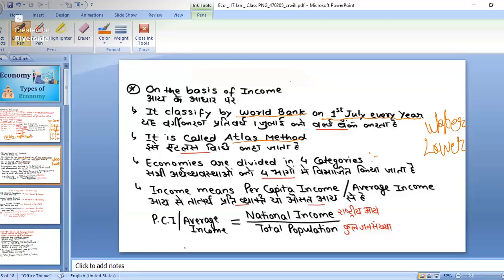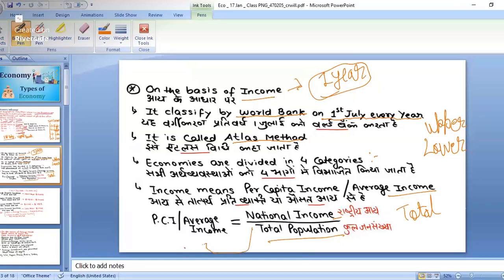And how do we say income on the basis of income? What does income mean here? It means our per capita income. We are seeing one year's income. In that case, we are seeing the per capita income or the average income of a country. What do we mean by per capita income or the average income of the country? It is national income, meaning total national income divided by the total population of that particular country. That is the per capita income.